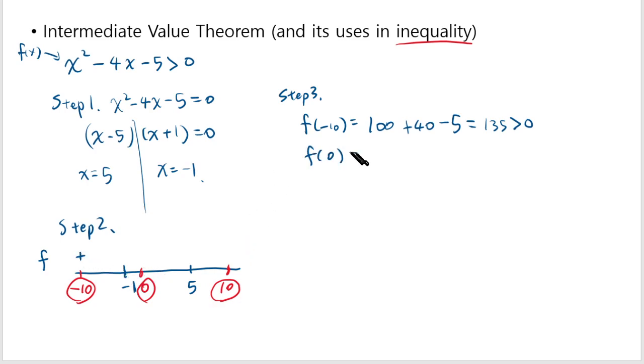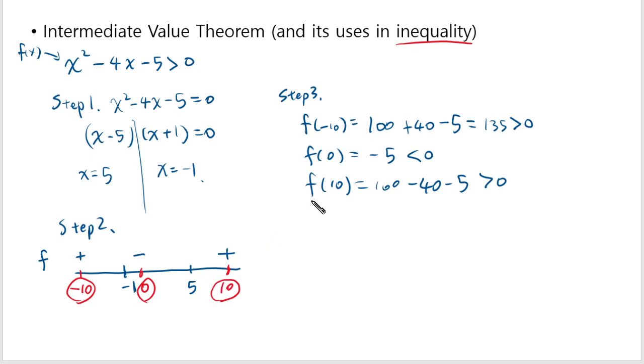How about f of 0? Well, that's easy. 0, 0, so you're left with negative 5, so that's negative. How about f of 10? That's the last of the test points. 10 squared is 100. Minus 4 times 10, that's 40. Minus 5. So, well, it's positive, right? 100 minus 40 is 60, so it's positive. So it's negative here and then positive here.